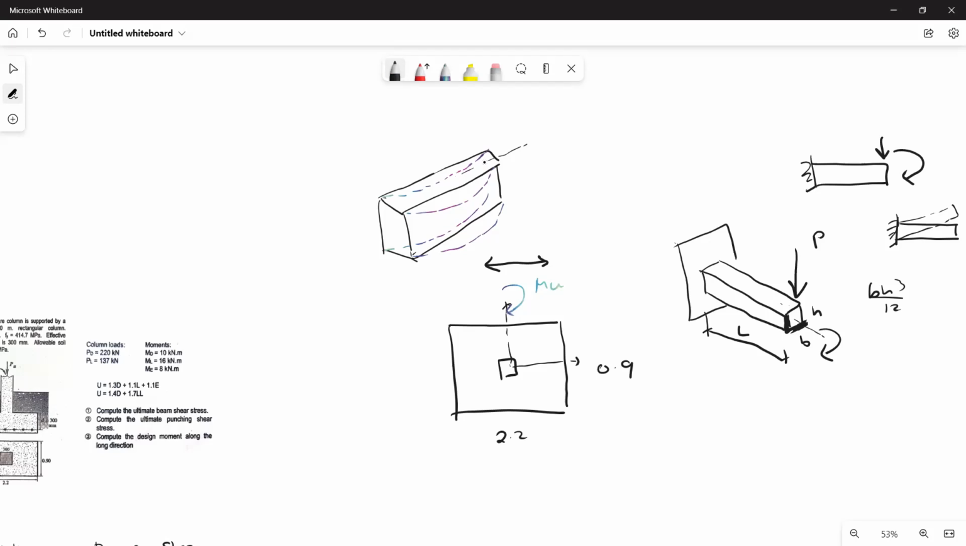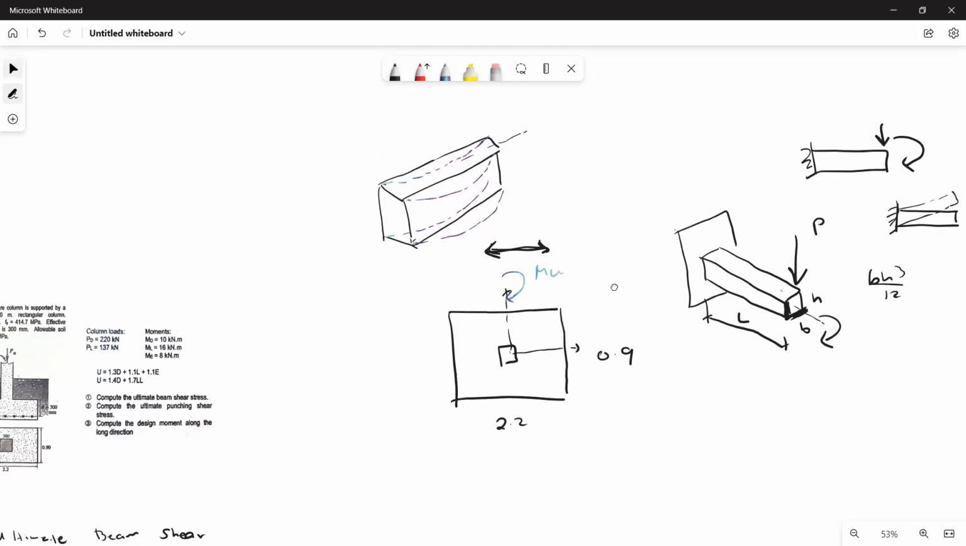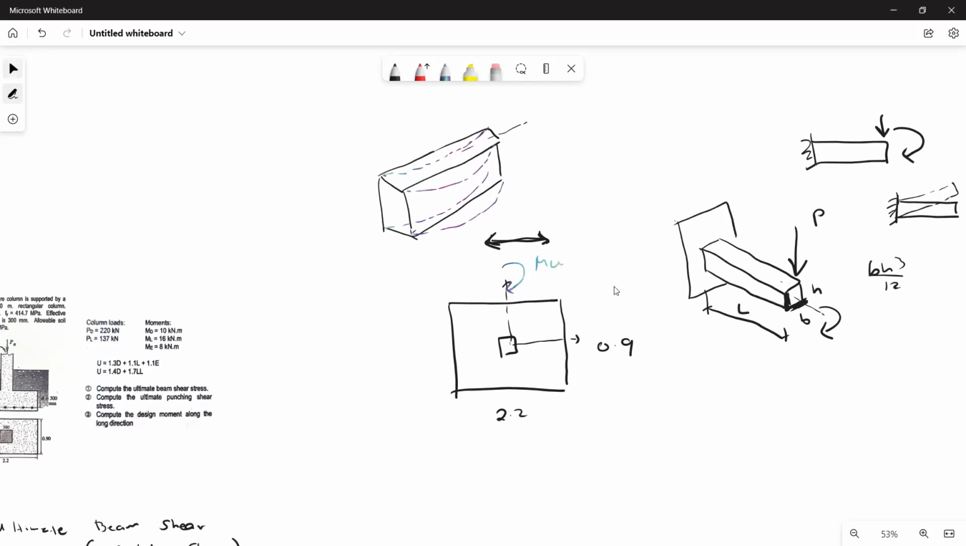Kapag ganyan yung stability mo, sino dito yung mag-cube or sino dito yung magre-remain, di ba? BH cube over 12. So kung saan yung stability mo, okay? So parallel to your stability, siya yung mag-cube. So which is, therefore your inertia is 2.2 cube times 0.9 divided by 12.